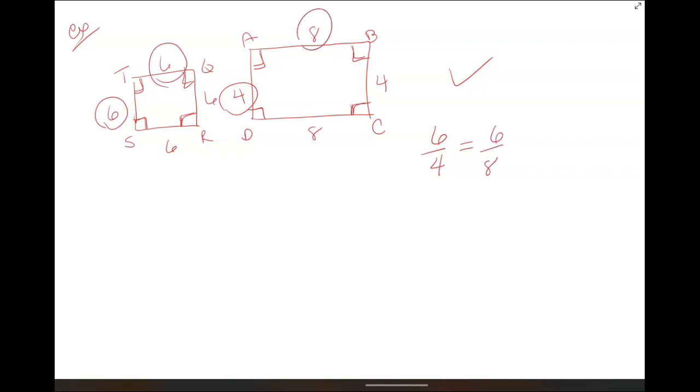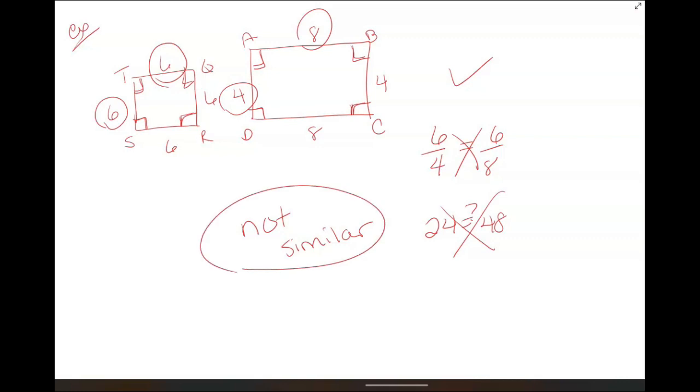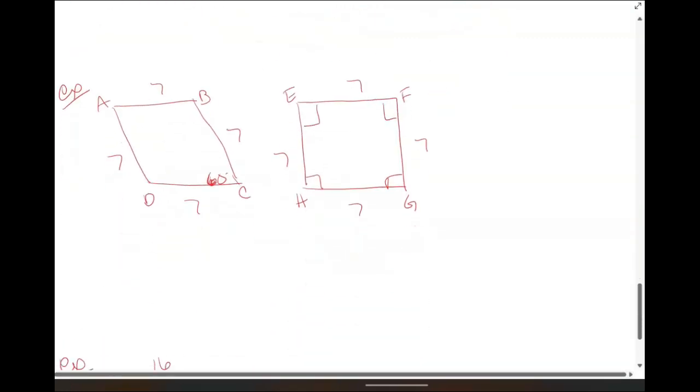And perhaps your instinct is going to tell you that this is not going to work out for us, as it should. Then we multiply. 6 times 4 is 24. Is that equal to 48? No. So these shapes are not similar because those sides are not in proportion. Okay? All right, let's check another one.